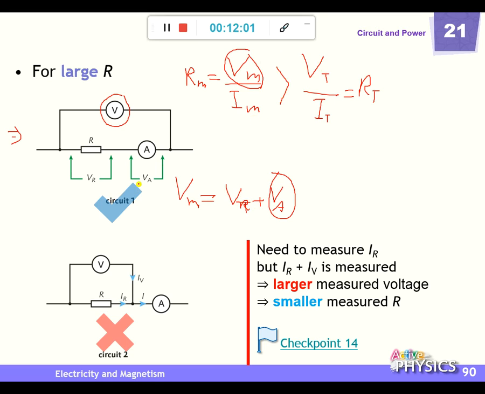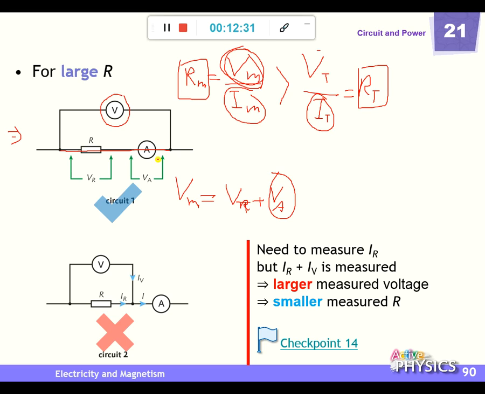But how about the current? Because in a series circuit the current passes through in one way, this current must be the true value. This one is the true value, but this one is greater than the true value. Then you can find that the measured or calculated value should be greater than the true value. And you should know that this circuit 1 is not correct.